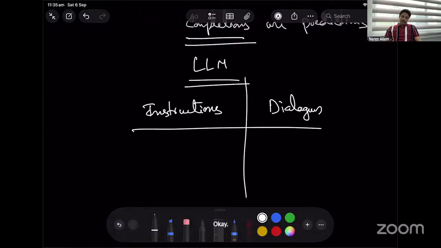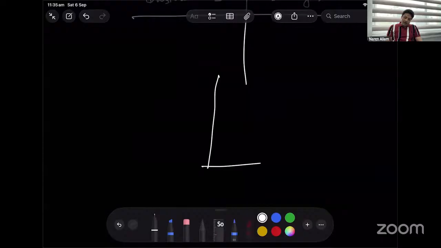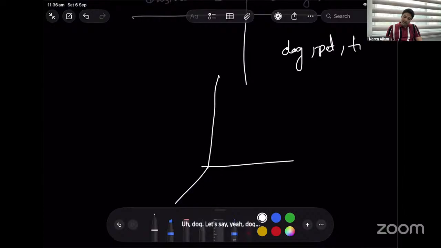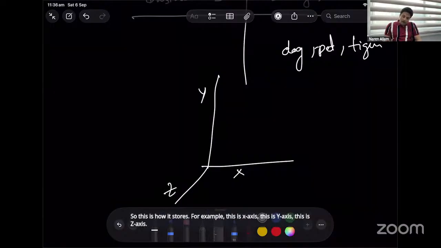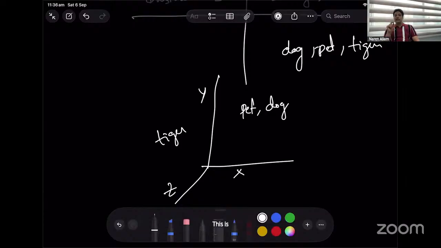Okay, for example, this information is trained, but how is it exactly stored? It is stored in a way that, for example, when I have given three words, let's say dog, pet, and tiger, and I have trained this LLM with these three words, this is how it stores. Say this is the x-axis, this is the y-axis, this is the z-axis. It stores pet and dog very close, and tiger somewhere here. This is how it stores all these words, with a specific distance.